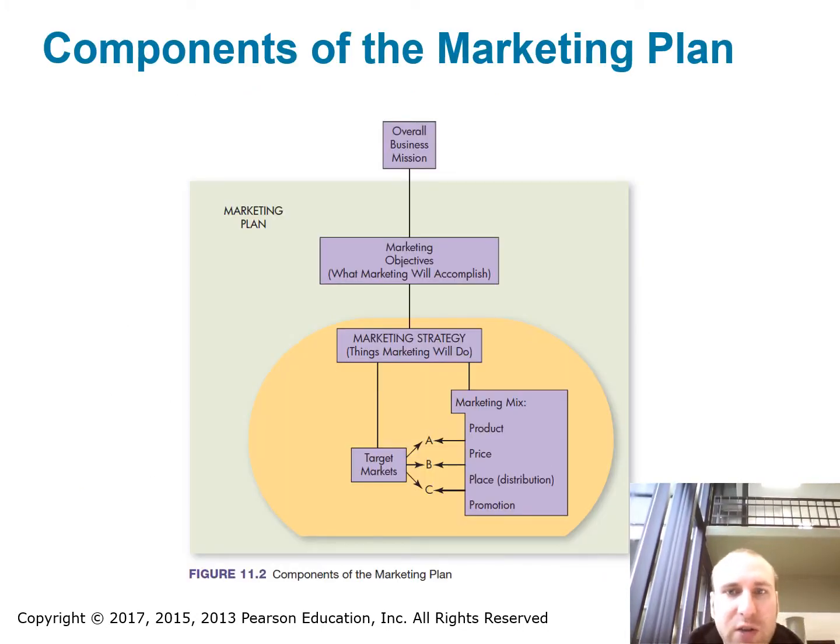This is the components of the marketing plan. Okay, so the marketing plan has the marketing objectives, the goals, and the marketing strategy, which is defined as having the target markets and the marketing mix work together so that the goals can be met.